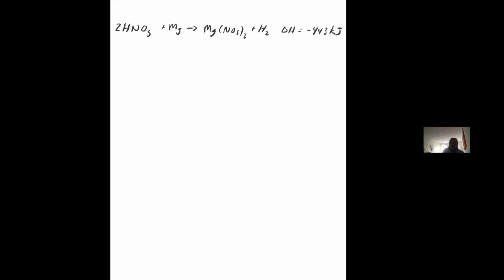So what we're going to do in this problem is manipulate the equation, and I want to show you what happens to delta H when you manipulate the equation. In this example, the first thing we do is we're going to see this equation that looks similar to the one we have above, but it's different.